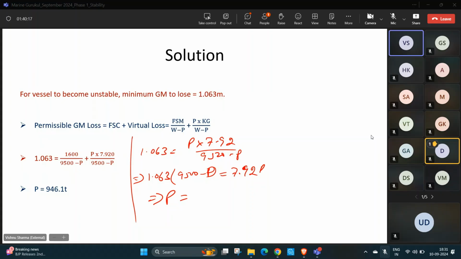This comes to 1472. Am I right? Is it? Yeah, 1124. 1124. Okay, so you are using the mobile calculator. 1124.24.2. Yes, sir. So there's a difference of about 200 tons which will come.